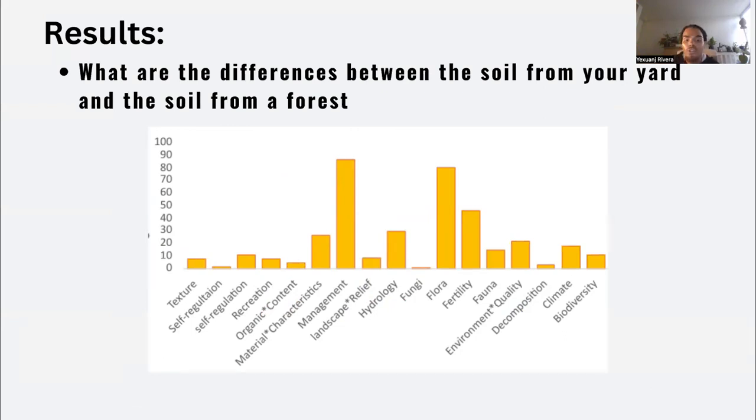This has to do with cultural properties of soil because they tend to see that their yard is way more managed than that of a forest, which is understandable, but it just comes to show that their idea of soil itself has a lot to do with cultural elements. And then secondly, we see that they perceive the forest to have way more flora than their own yard. So it also shows that they don't perceive their yards to be as important in the ecosystem because it doesn't have as much flora as a forest.